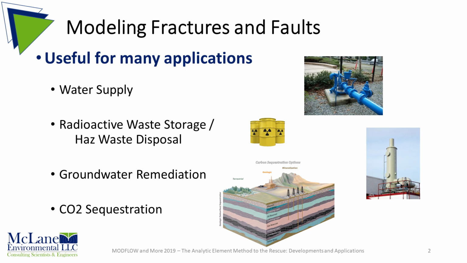We may want to model flow in fractured and faulted bedrock aquifers for a number of different project types, including water supply, where we may want to tap into a fracture zone or fault for higher yield, radioactive waste storage or hazardous waste disposal, where faults or fractures may cause preferential pathways that could allow waste to move away from the disposal site, groundwater remediation, where fractures, joints, and faults can control flow in ways that must be taken into account in the remedial system design, and carbon dioxide sequestration, where vertical fractures or faults may allow the stored CO2 to escape.